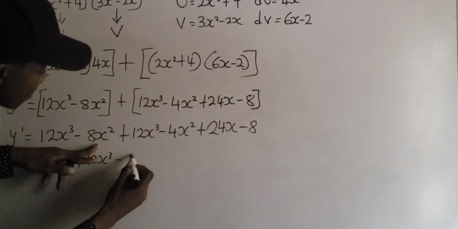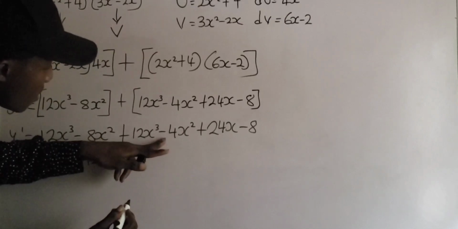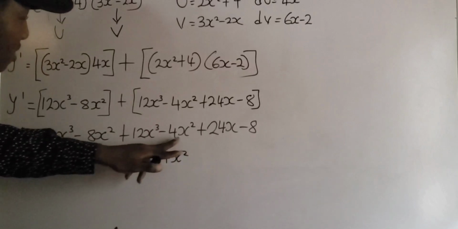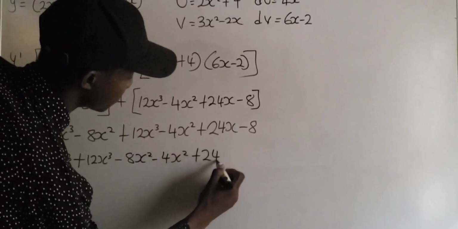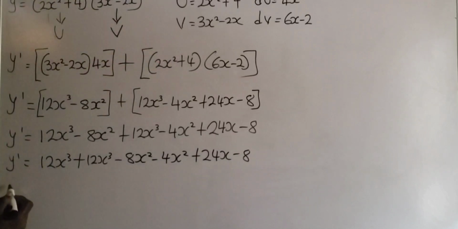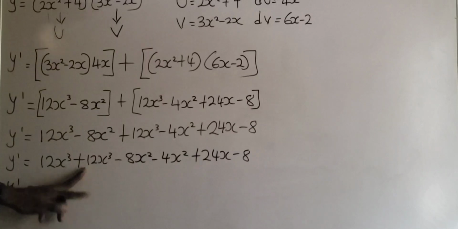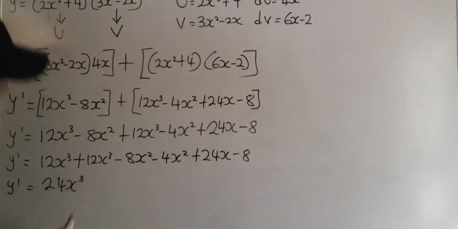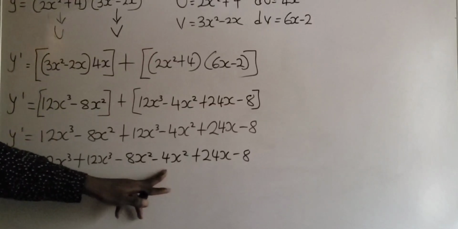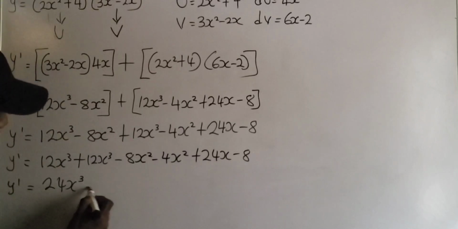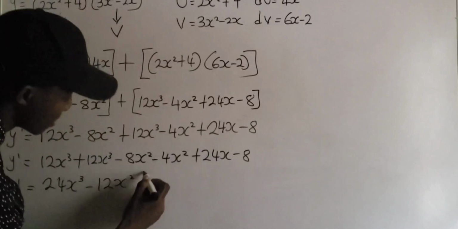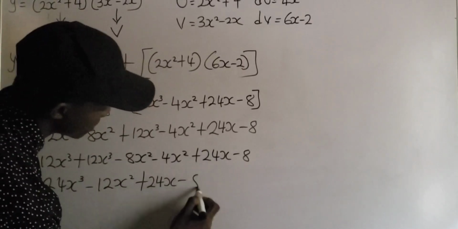We have power 2, that is minus 8x raised to the power of 2 minus 4x raised to the power of 2. Is there any term again? Okay, we have plus 24x minus 8. You understand? So now, the derivative of y is equal to 12x raised to the power of 3 plus 12x raised to the power of 3, that is 24x raised to the power of 3, minus 8x raised to the power of 2 minus 4x raised to the power of 2, that is minus 12x raised to the power of 2, plus 24x minus 8. Do you understand?